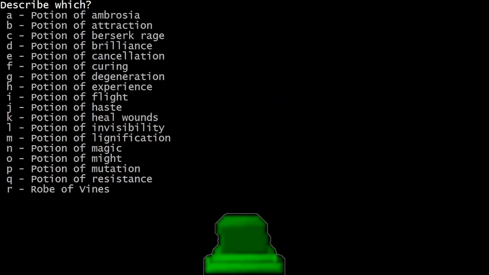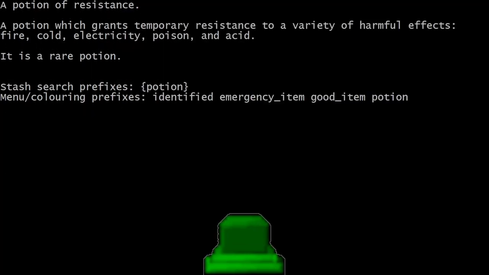Last in my list of potions is the potion of resistance, which is a potion which grants temporary resistance to a variety of harmful effects: fire, cold, electricity, poison, and acid. Most noticeably, it doesn't grant resistance to negative energy, so keep it in mind for when you're fighting a shadow dragon. It is a rare potion, and this is a rare late game consumable because early on, not only are you not going to need the resistances, you're also not going to have access to potion of resistance, most likely.